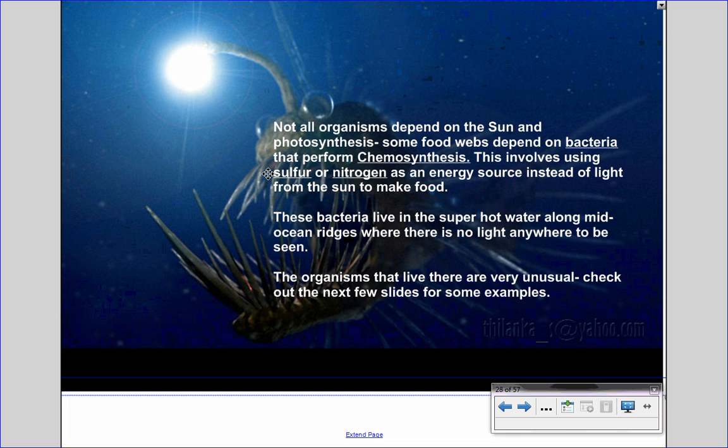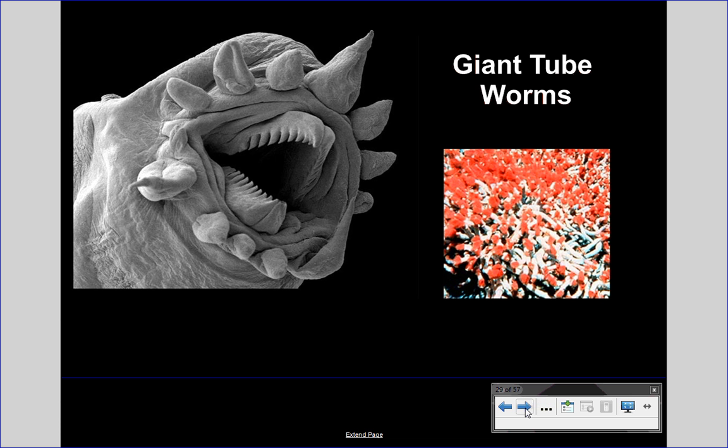You are done writing for Lesson 3. Just enjoy these photos. Giant tube worms.